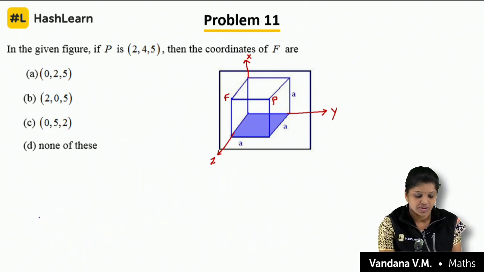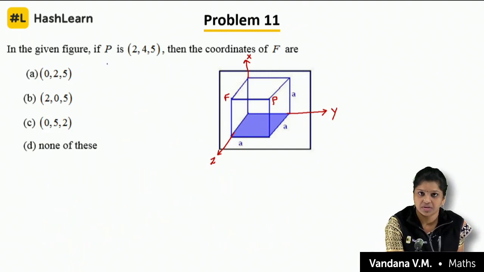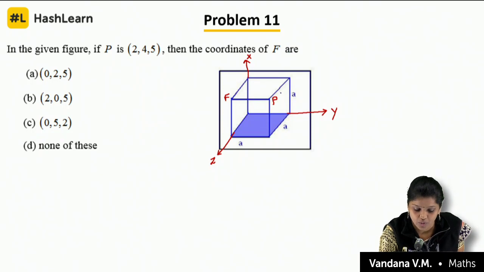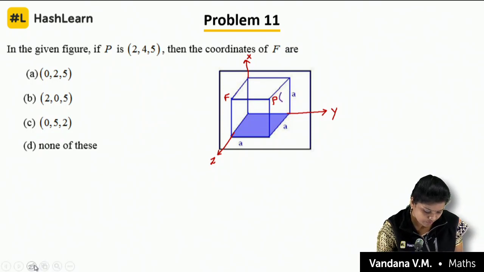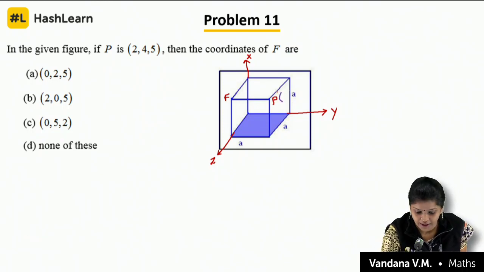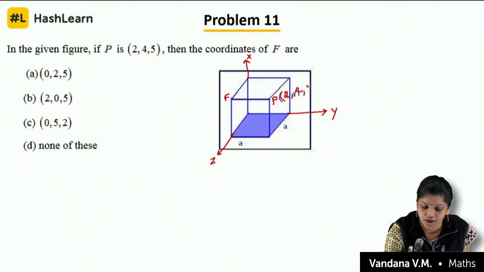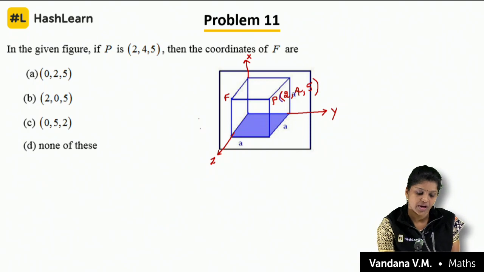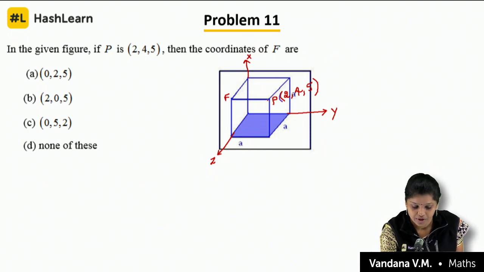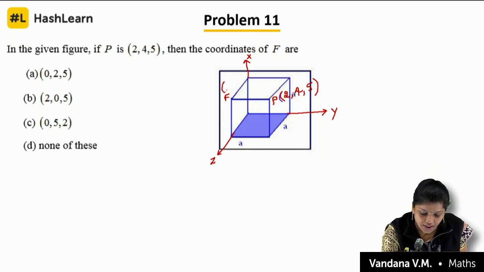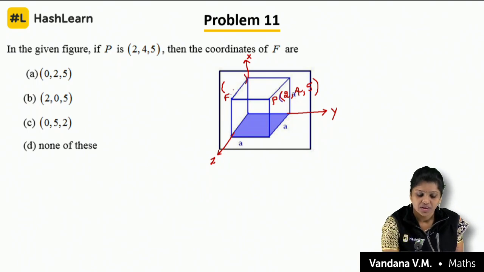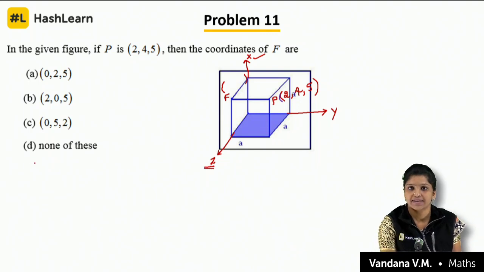One more question. See what they are telling. In the given figure, if P is this point, 2, 4, 5. I gave this point for you people, 2, 4, 5. Then the coordinates of F. So, I want these coordinates. F is lying on which plane? I can clearly make out it is lying on the xz plane.